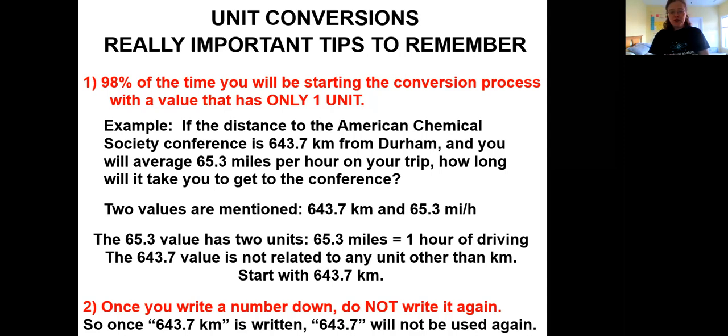The 65.3 value has two units in it. It says that 65.3 miles will be driven with 1 hour of driving. That's 2 units, even though we write them side by side. The 643.7 value is not related to any other unit other than kilometers. Start with 643.7 kilometers. You need to start with the guy that has only 1 unit, because then you know whether to put kilometers on the bottom or miles on the bottom.